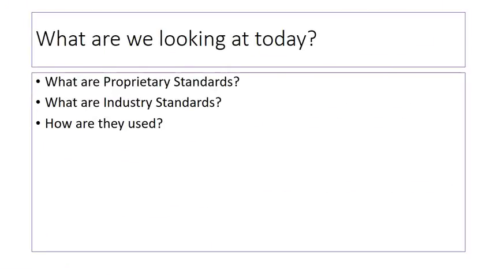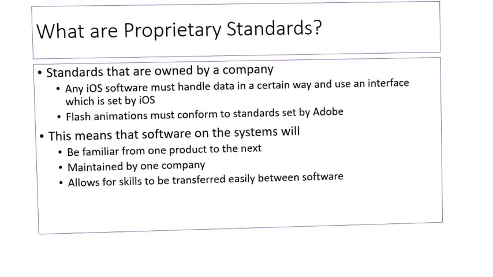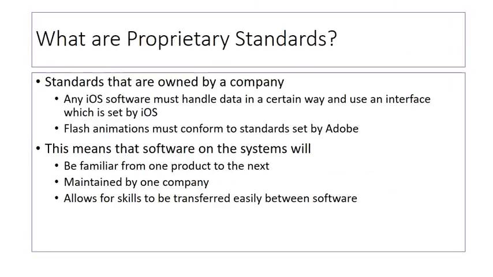So in today's video we're looking at what proprietary standards are, what industry standards are, and how they are both used. If we're looking at proprietary standards, these are standards which are owned by a particular company. For example, any iOS software which is created by Apple must handle data in a certain way, and it must use an interface in a certain way.